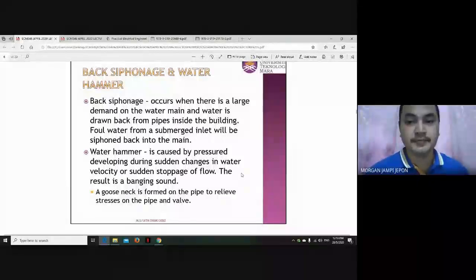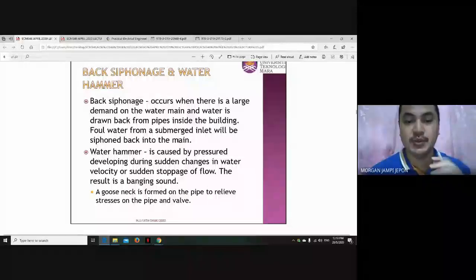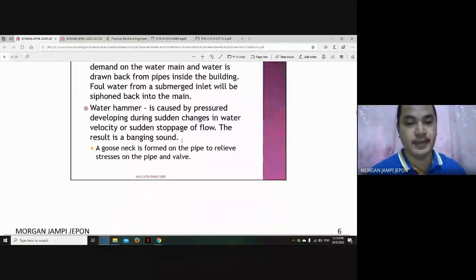But I don't see any gooseneck in our water supply. Hopefully in the future, if we are having this kind of problem, back siphonage and water hammer, then remember the solution is a gooseneck. All right, move on.